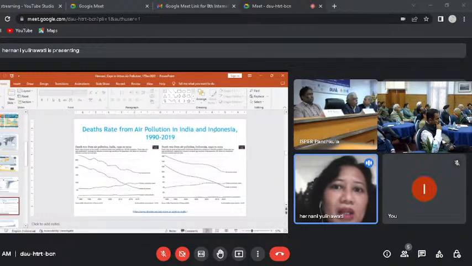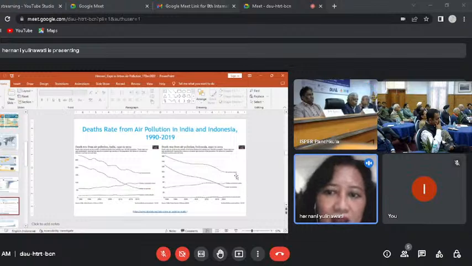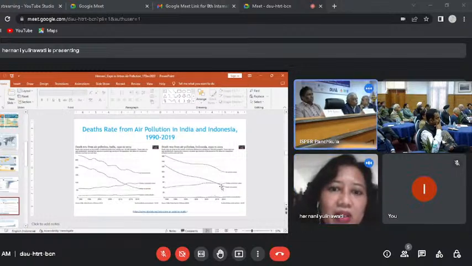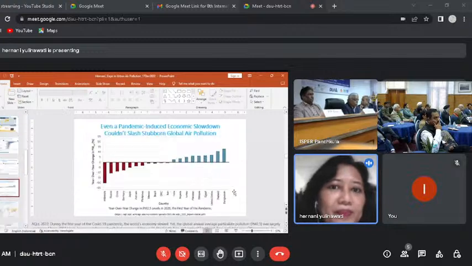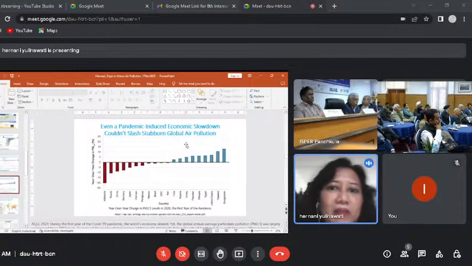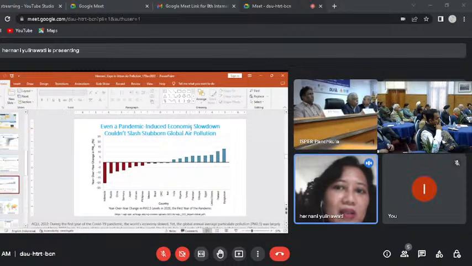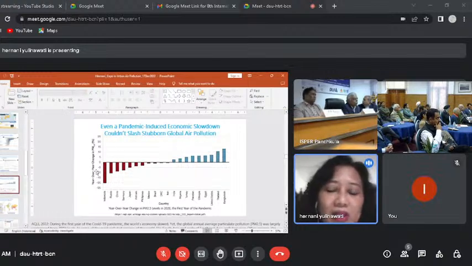And if we compare India and Indonesia, we'll see the indoor air pollution is decreasing, but the outdoor is still increasing. But the total is decreasing because of the indoor air pollution. And even the pandemic situation didn't make the air pollution better. This is data from 2020.